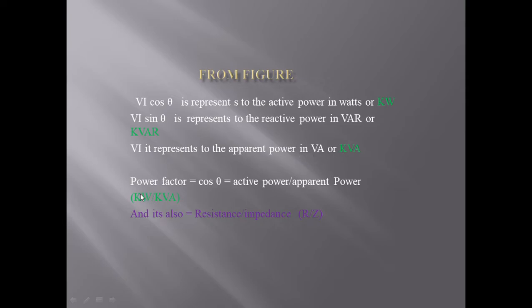So we know that power factor is equal to the cosine of the angle between voltage and current. And it is also equal to active power divided by the apparent power, which is equal to kilowatt divided by kilovolt ampere. And it is also equal to resistance divided by the impedance.